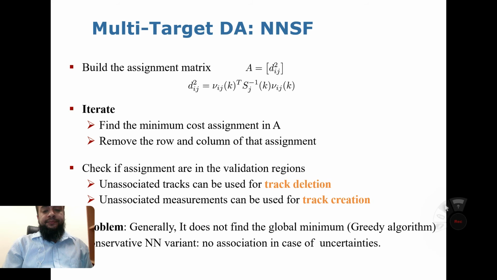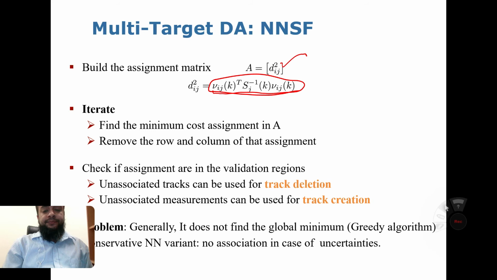In multi-target data association, for example, this is the matrix Dij. Dij is used for the validation gate. This equation generates the Mahalanobis distance equation in matrix form, because we have a lot of measurements, some from target 1, some from target 2, some from target 3, and so it can generate a matrix like this one.